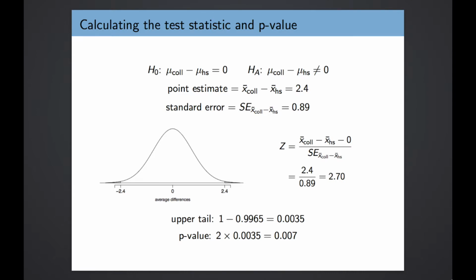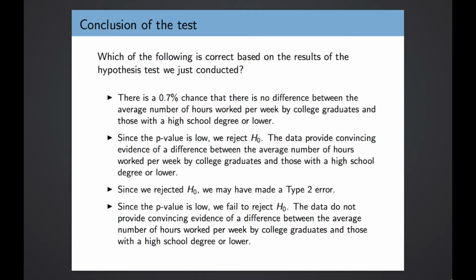So if we look for this in our z-table, we're going to find a one-tail probability of 0.0035. Since we have a two-tailed hypothesis, we're going to multiply that by 2, and we find a p-value of 0.007. And that is all of the calculation that we need to do for our hypothesis test. So based on the p-value that we found, what is the correct conclusion that we can make from this test? Once again, go ahead and pause the video and read through these possible answers and select the one that you think is the correct one.